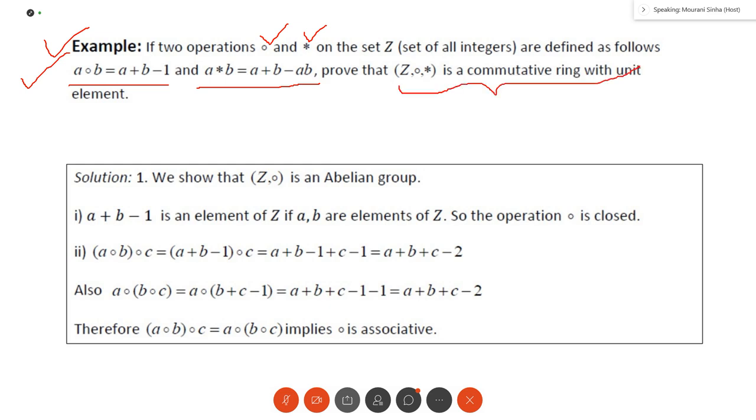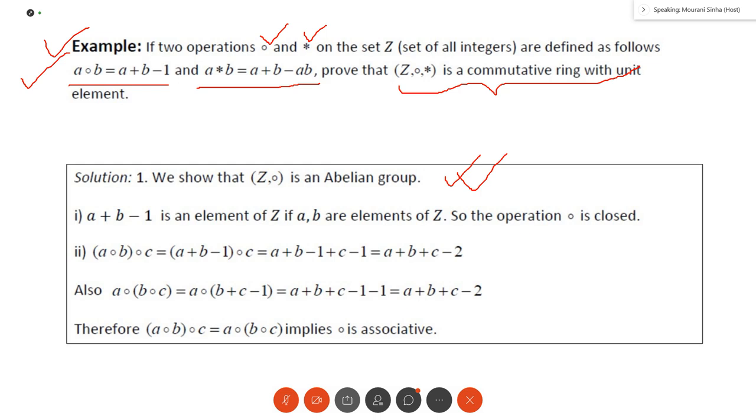Commutative ring with unit element means I have to show everything. First step, I have to show that it is an abelian group under O. Then I have to show that star is a semi-group, then the distributive law, then it is a ring with unity, and then a commutative ring with unity. So everything will fall here. So you can check here, Z, O is an abelian group, they have shown.